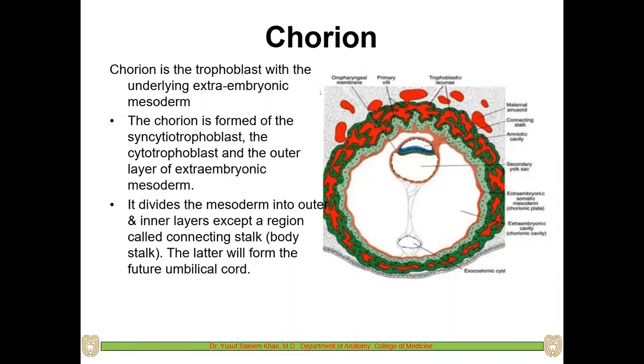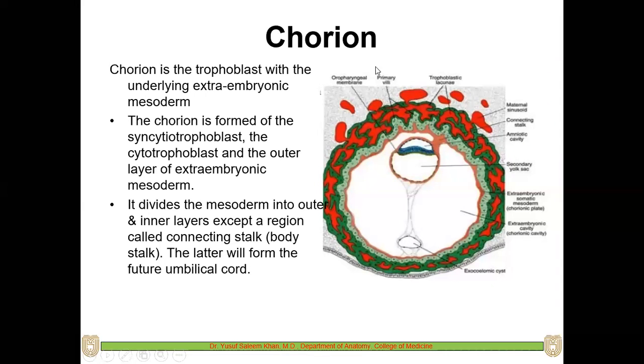Now there is something called the chorion, a very important structure developing. So what is this chorion? Chorion is the trophoblast with the underlying extraembryonic mesoderm. What is trophoblast? We had seen trophoblast differentiate into two types, cytotrophoblast and syncytiotrophoblast. Now this trophoblast together with the extraembryonic mesoderm is called the chorion. Chorion is formed of the syncytiotrophoblast, cytotrophoblast, and the outer layer of the extraembryonic mesoderm.